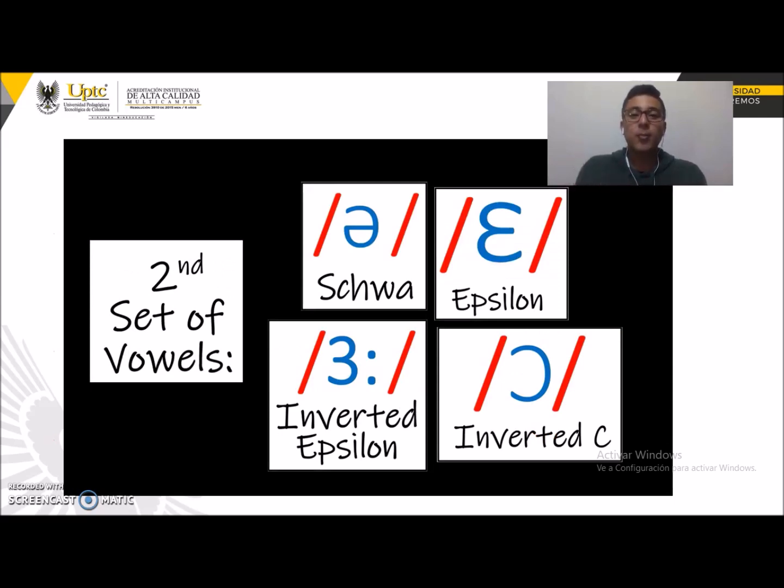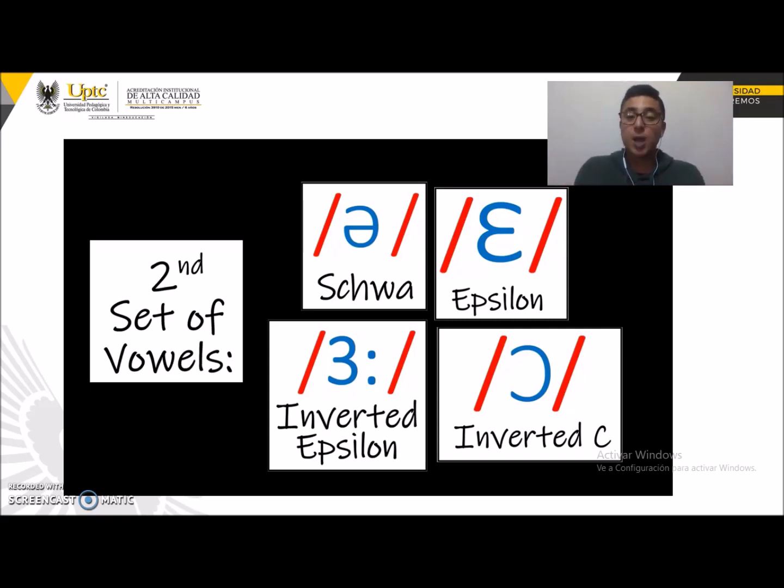Alright, so now we're gonna make a review of all the second set of vowels, which, remember, has 4 phonemes as well, as in the first set of vowels. So we have schwa, epsilon, inverted epsilon, and inverted C. Unfortunately, there is not a clear sound to define schwa, but some examples are the ones that I gave you in the previous explanation. So epsilon is our own E, which is going to be really easy for you.